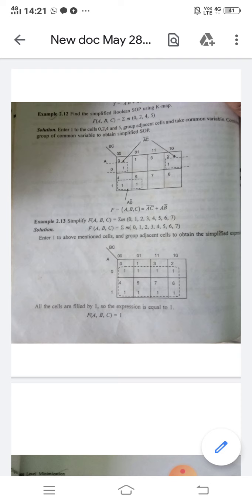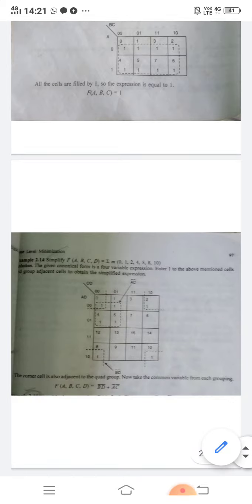Okay. Next question. Simplify F(A,B,C) is equal to sigma m(0, 1, 2, 3, 4, 5, 6, 7). It is also a similar question. Here every value is given to fill. 0 to 7 means all 8 values are given to fill in 8 cells, as it is a 3 variable K-map, 2 to the power 3 is equal to 8. So whenever all values are filled and it is an octet, a grouping of 8, there is nothing common, so the answer will be 1 always. In every other kind of K-map also, for 2 variable, 3 variable, 4 variable, if every cell is filled, the answer will be 1.